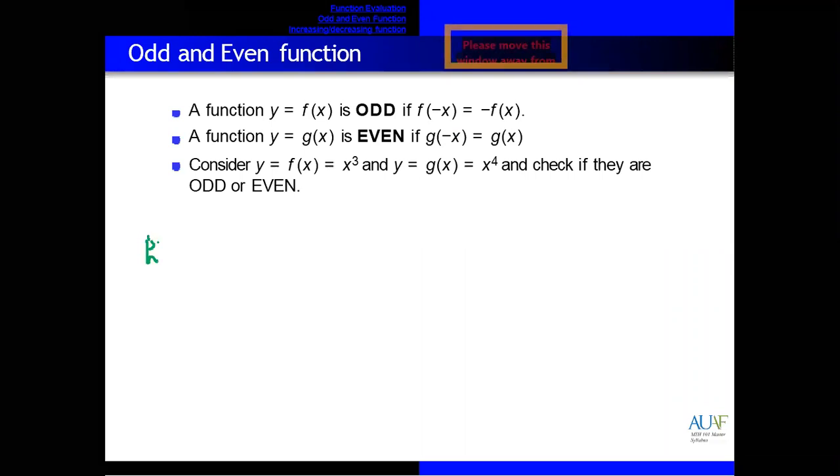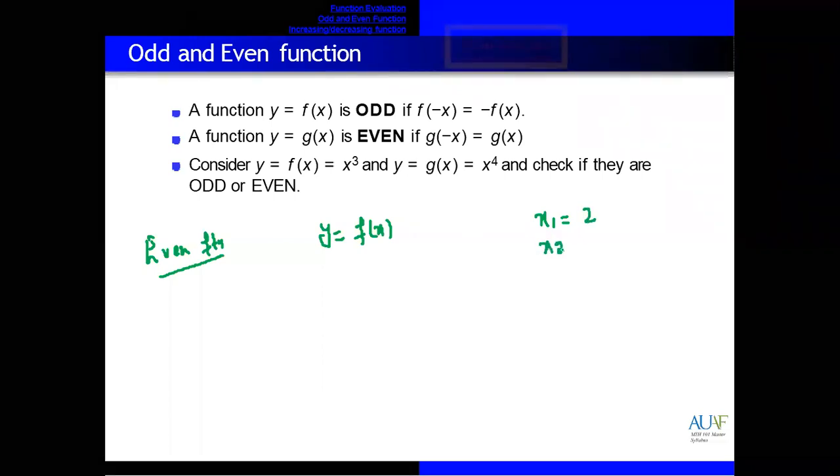Even function: when we have a function and we give a negative value and a positive value, but the results are the same, that function is called an even function. Like we have a function y is equal to f of x, and if we select two numbers, x1 equal to plus 2 and x2 equal to minus 2, the same values with different sign, and if you give the plus value and the minus value, both results are the same, that function is called an even function.